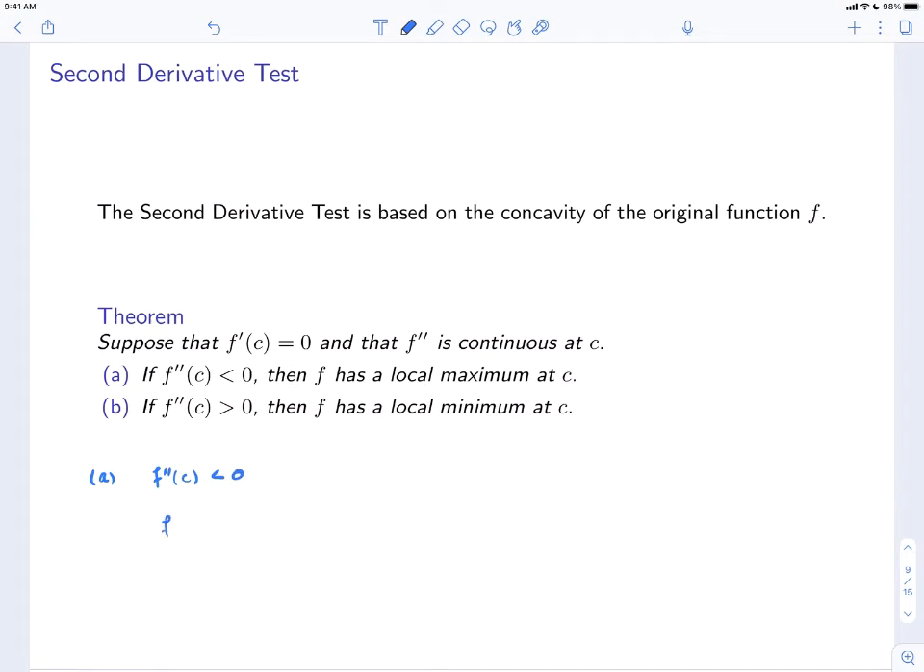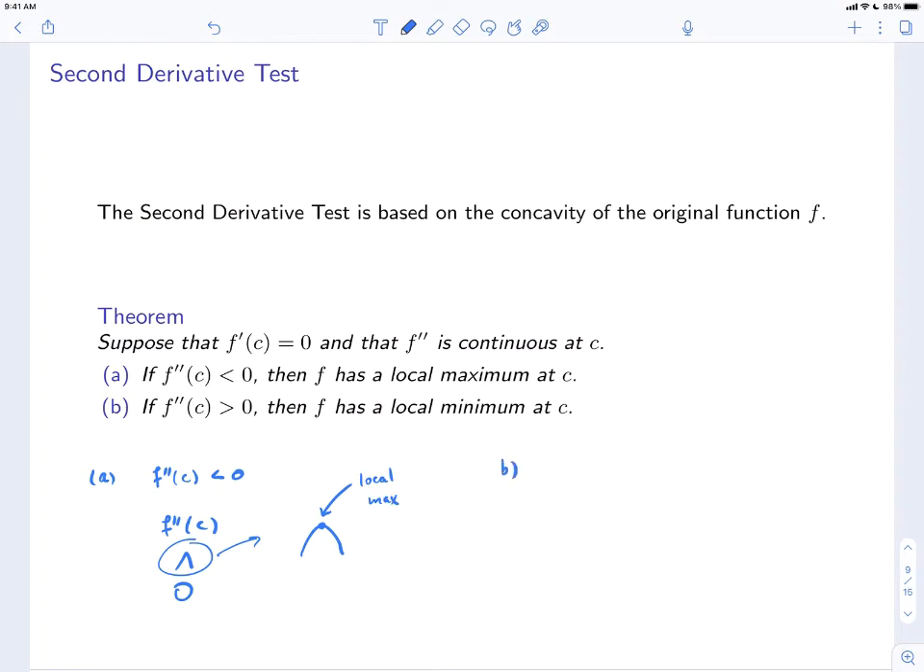Let me just rewrite it like this: f prime prime of c is less than 0. Notice this less than symbol sort of looks like it is concave down. And that's exactly what it means when your second derivative is negative. You're concave down. And if you're concave down, then you have a little hill, and so the peak of that hill belongs to a local maximum.